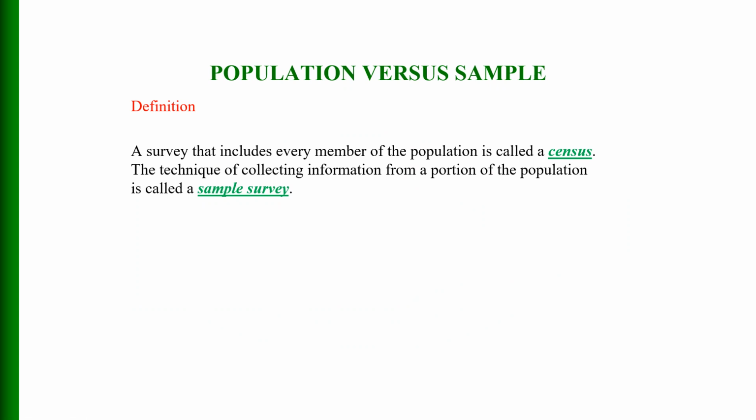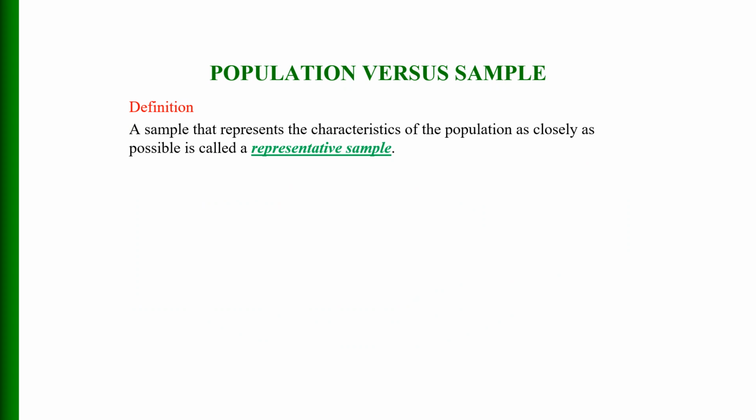A survey which includes every member of the population is called a census. The technique of collecting information from a portion of the population is called a sample survey. So one is census and one is sample survey. In census, we include each and every member of the population, whereas sometimes we select a sample from the population and then we make a survey, and that survey is called a sample survey.